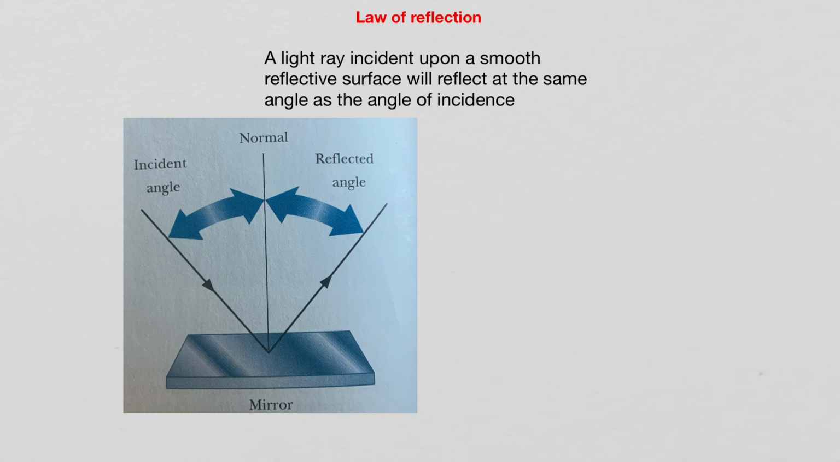The angle at which the ray hits that reflective surface, I'm going to call the angle of incidence or incident angle. And this angle is measured from this imaginary perpendicular to the surface line, which we call the normal. Then the angle of reflection or the reflected angle is measured from the reflected ray to the imaginary perpendicular to the surface line. And so those two angles are equal. The incident angle is equal to the reflected angle. And that is the law of reflection.